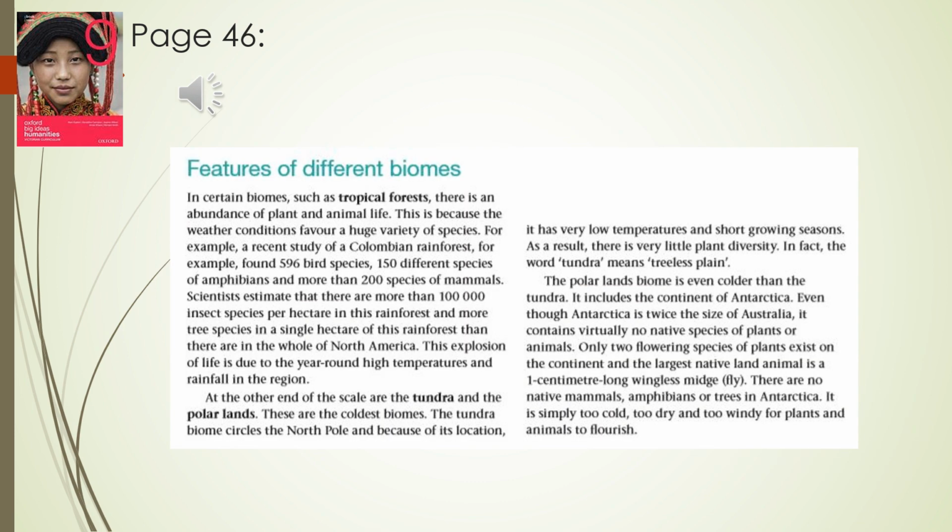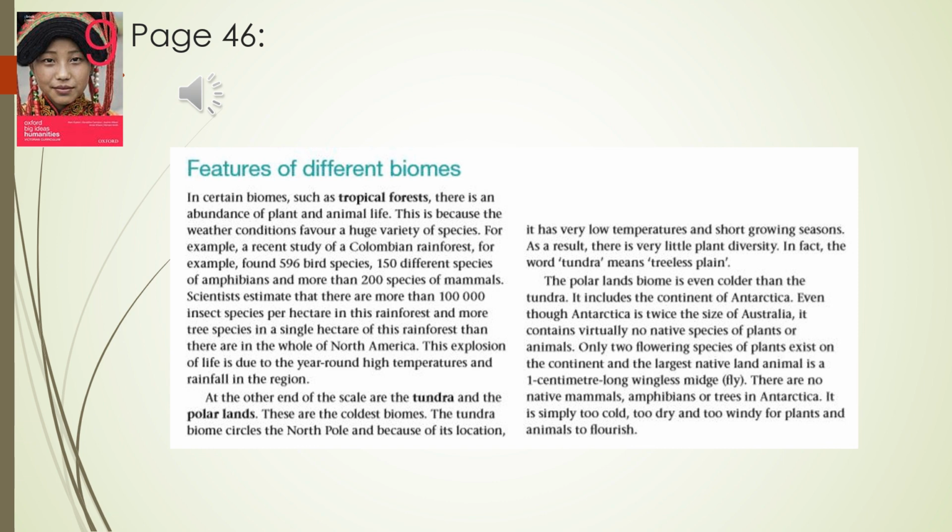Now let's take a look at the features of different biomes. In certain biomes, such as in tropical forests, there is an abundance of plant and animal life. This is because the weather conditions favour a huge variety of species. For example, a recent study of a Colombian rainforest found 596 bird species, 150 different species of amphibians, and more than 200 species of mammals.